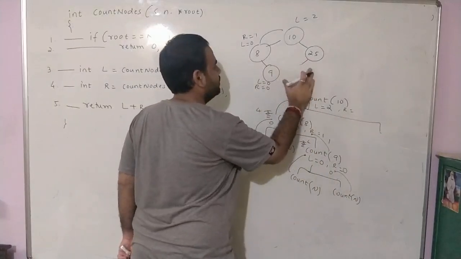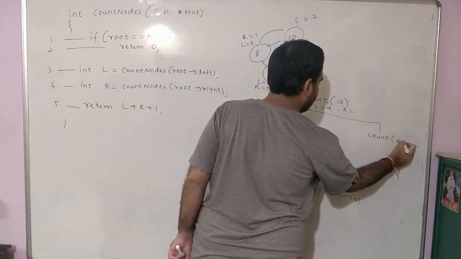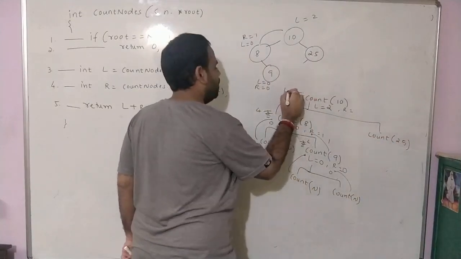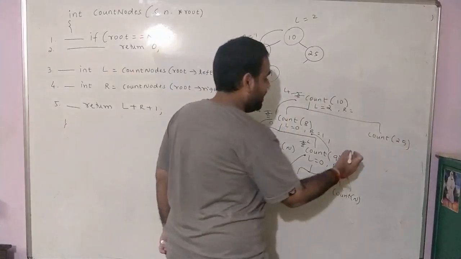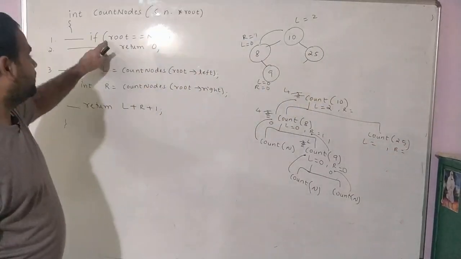Okay, just let me remove this 23. And you say count nodes of 10 arrow right. What is 10 arrow right? 25, and we call this from line number 4. Again, we have two local variables, L and R. Now, is 25 equal null?